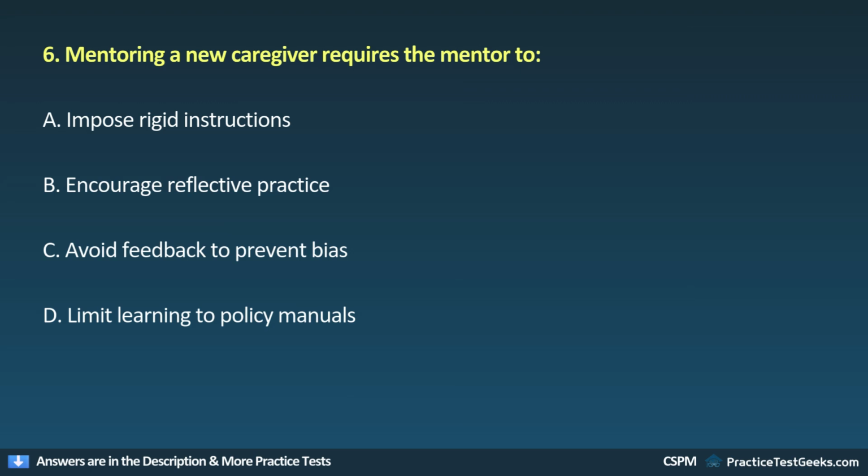6. Mentoring a new caregiver requires the mentor to A. Impose rigid instructions. B. Encourage reflective practice. C. Avoid feedback to prevent bias. D. Limit learning to policy manuals.